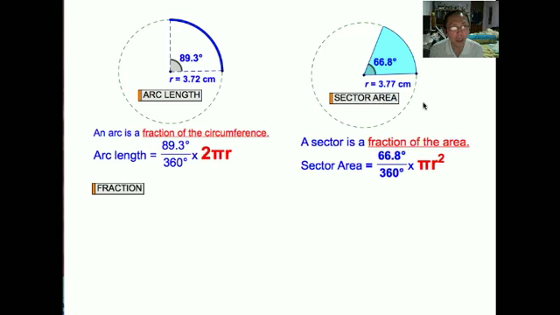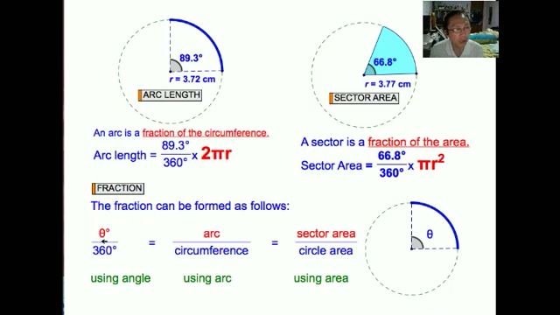Similarly, a sector, which is a fraction of the area of a circle, can be easily found by taking a fraction formed by using the angle out of 360 times the area of a circle, pi r squared. The fraction can also be formed in other ways. Instead of using the angle out of 360, we can also make use of the arc over the circumference. And finally, using the sector area over the area of a circle.